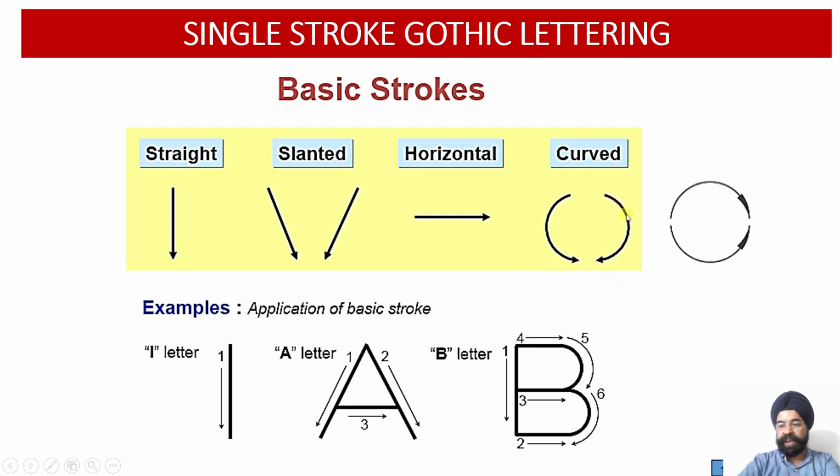And even when curved components are involved in any given alphabet, this portion of the curve should be written like this. This portion of the curve should be drawn like this. But every curve should be drawn smoothly in a single stroke without lifting the pencil. So whenever you see that a curve component is required, straight away in a single go you have to write it down.